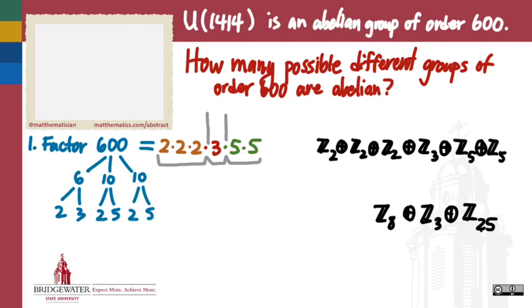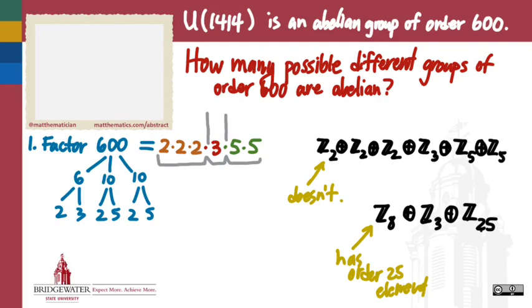What do you think? So which of these groups has an element of order 25? The second one. Where would I find that element of order 25? Yeah, it would be a generator of this third factor, right? So it has an order 25 element, and this other group does not. Okay.